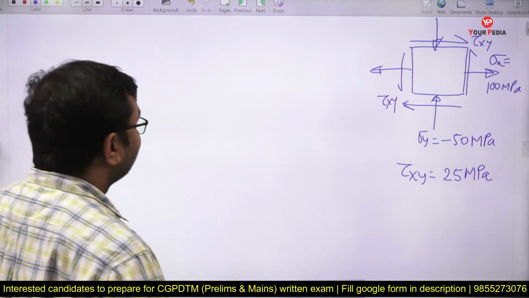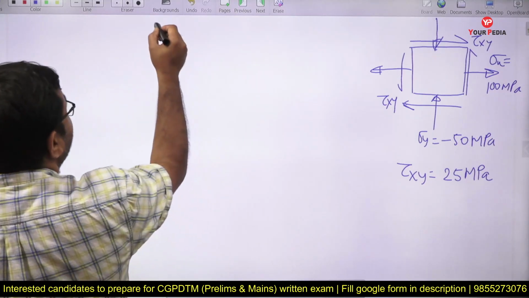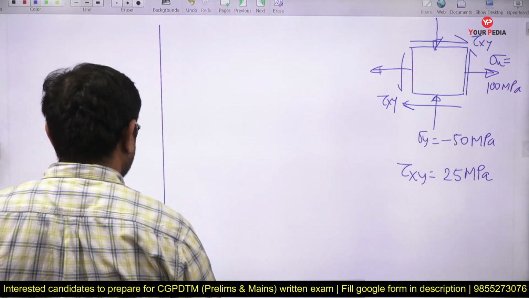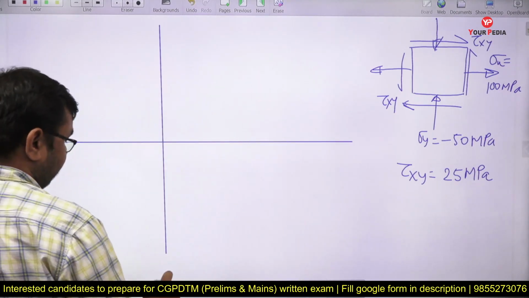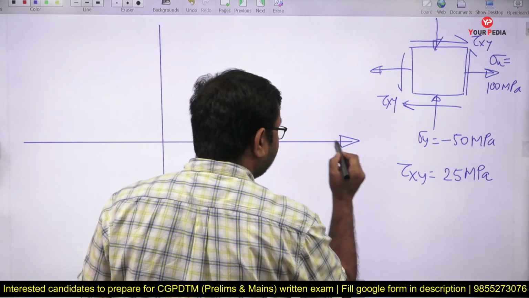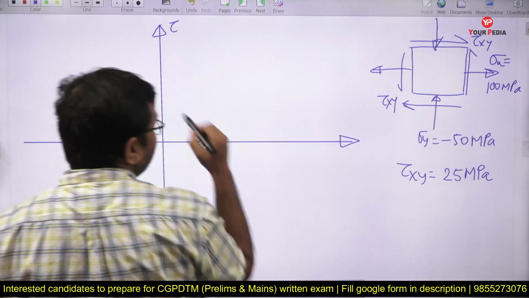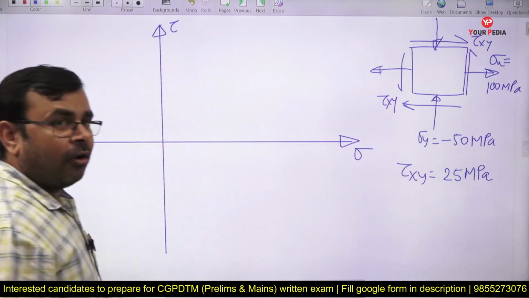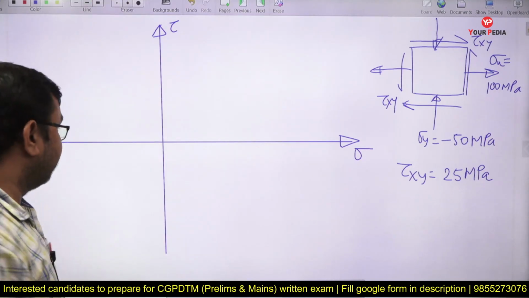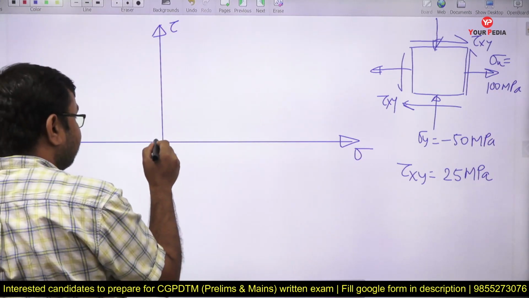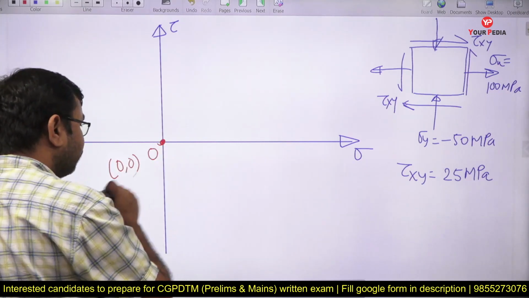So these are the stresses which are already given in the question. What we need to do first is represent a reference axis system like this. Along this we represent positive sigma and here we represent positive tau. Yes or no? This is the tau axis and this is the sigma axis, meaning all normal stresses are represented along this axis and all shear stresses along this axis. And obviously this is the origin, and its coordinate is 0, 0.